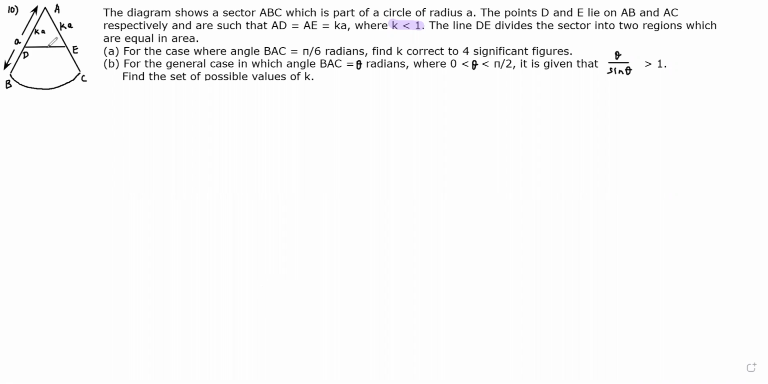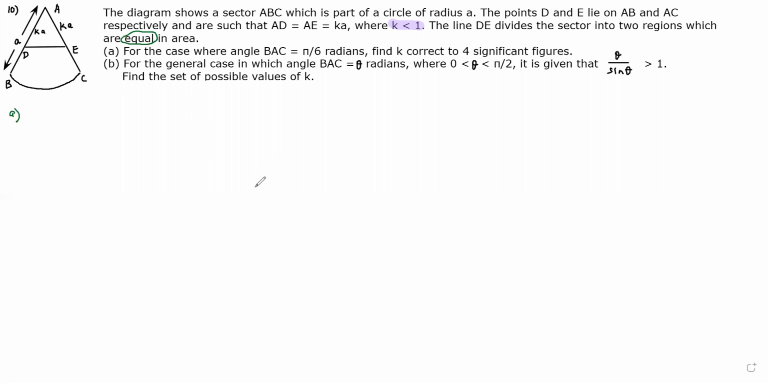The line DE divides the sector into two regions which are equal in area. So you divide the two regions into equal area. The area of triangle ADE is half the area of sector ABC.